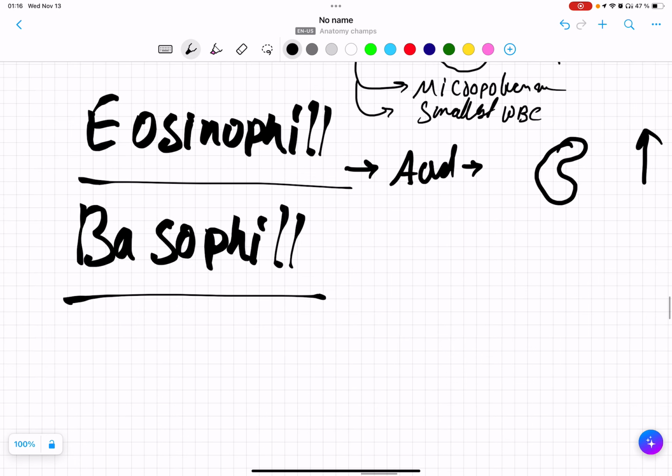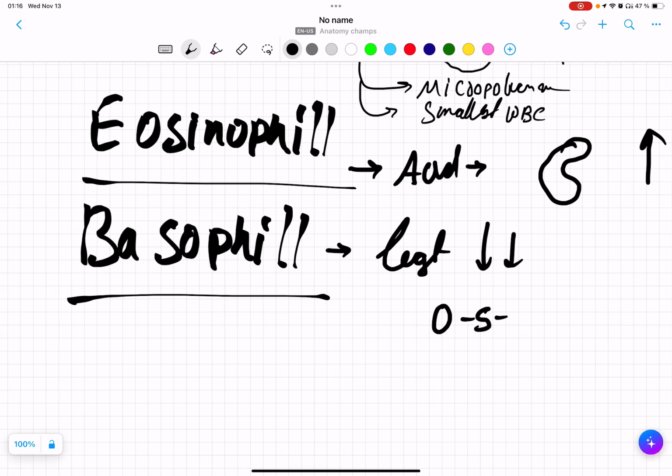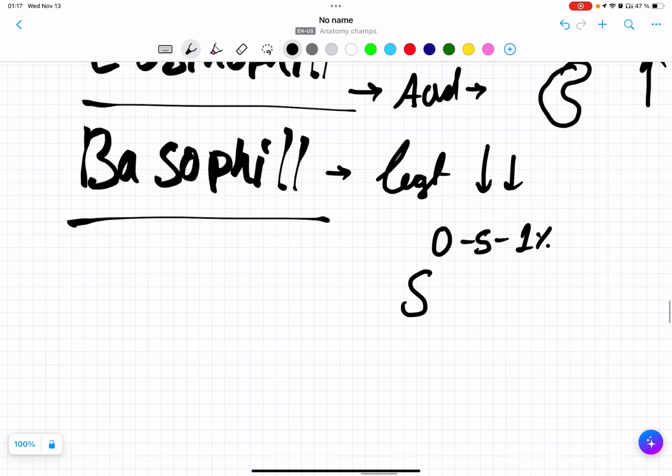Next we have basophils. As the name says, basophil, they are stained by basic dye. They are least abundant, or you can say their count is very low. For example, 0.5 to 1% of the total leukocyte count will be there. Nucleus is S-shaped and stained with basic dye, and they will secrete heparin or heparan sulfate.